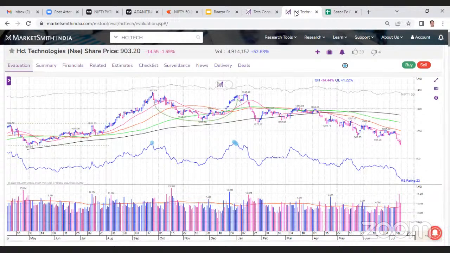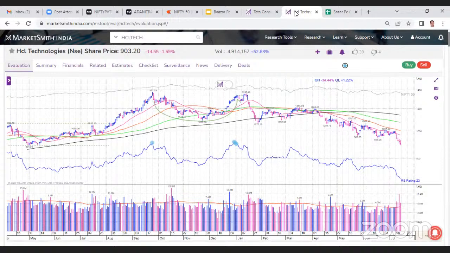Suppose you want to buy 1 lakh rupees of TCS, then you put 20-25,000 around the 2,800 level. Then, with another 50-60 or 100 rupee variation, you can put in another 25-30%. So you can distribute or allocate your money that way.